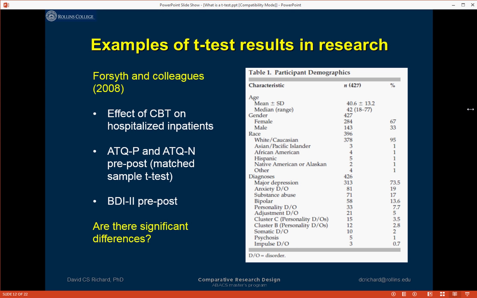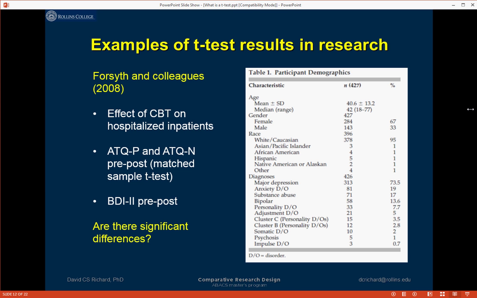Okay, so the first study we're going to look at is one by Forsyth and colleagues. This was in 2008. What they were studying was the effect of a cognitive behavior therapy intervention on hospitalized inpatients for depression. The measures that they used were the ATQP and the ATQN. That's the Automatic Thoughts Questionnaire, positive thoughts, and Automatic Thoughts Questionnaire, negative thoughts.